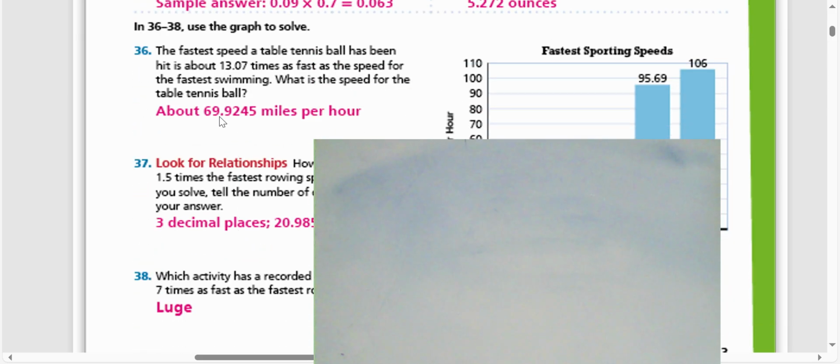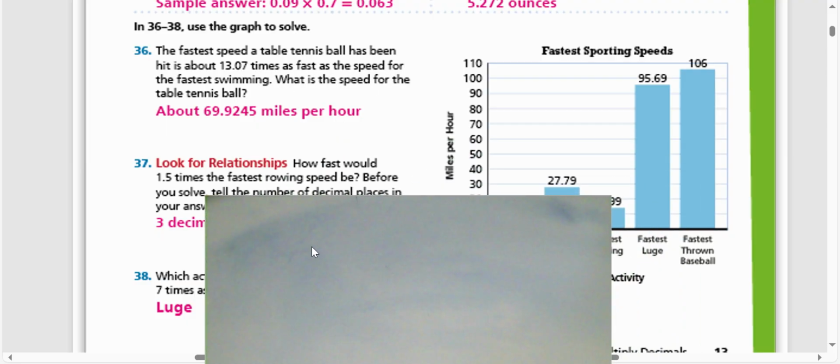Next question. The fastest speed of a table tennis ball has been hit about 13 and 7/100 times as fast as the speed of the fastest swimming. What is the speed of the table tennis ball? We can write this number 13.7 times as far. We can multiply this number by the other. We can multiply two numbers.